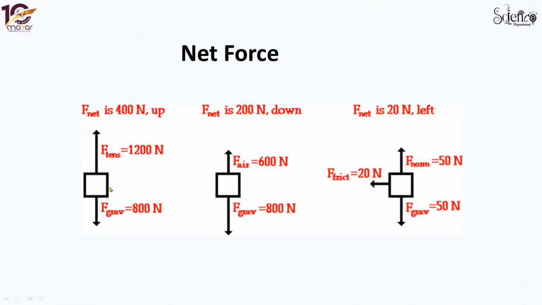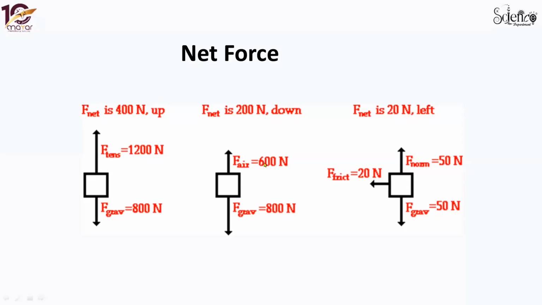Now let's do the second one. Also here, I have an object, and two forces are acting on the object. One is upward, and the other is downward. One is 1200 and the other is 800. So first, I look at the direction. Opposite directions, we subtract. And we take the direction of the greater force, which is 1200. So the result is going to be 400 Newtons upward.